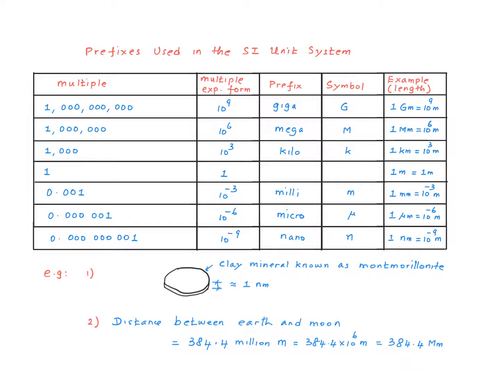What about up here, right? The distance between Earth and Moon is 384.4 million meters, and that is 384.4 times 10 to the 6 meters, and using these prefixes we can write that as 384.4 megameters, right? A lot more convenient than writing like this.